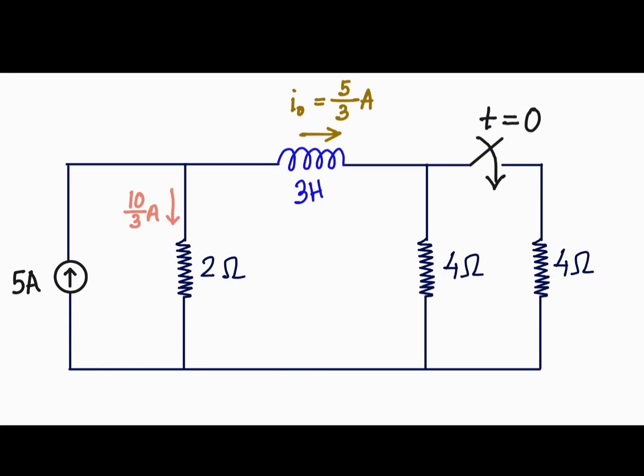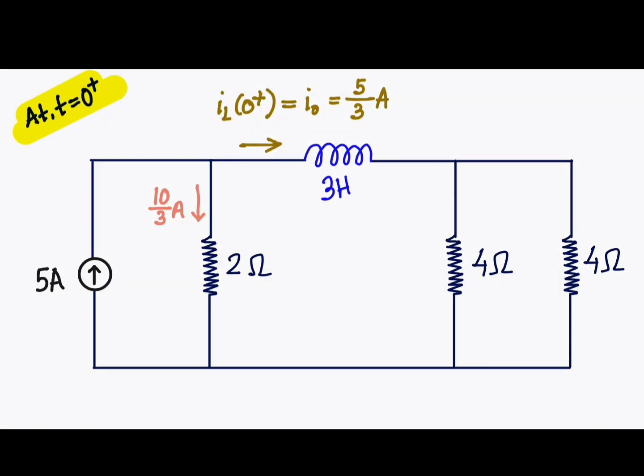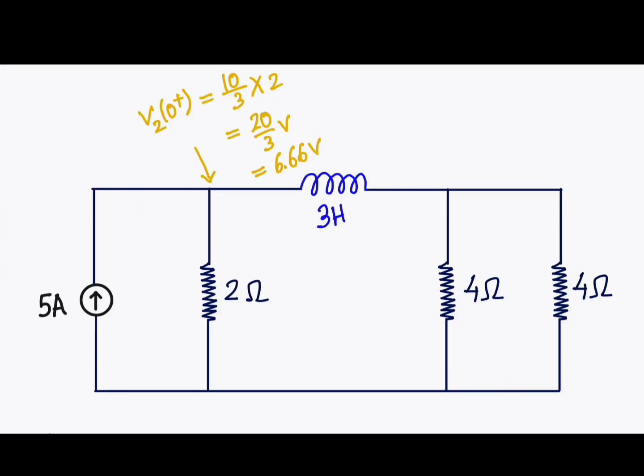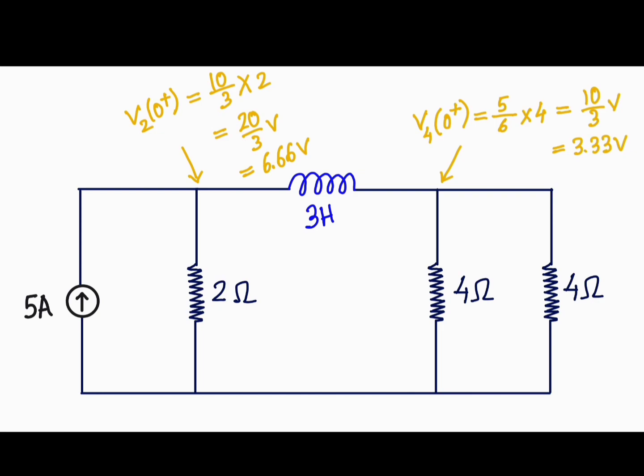Let's again come back to the main circuit where switching occurred at t equal to 0 and the inductor current at t equal to 0 plus is equal to I0, which is 5 by 3 ampere, and 5 by 6 ampere will flow through each of the 4 ohm resistors. At this node, at t equal to 0 plus, the voltage is 6.66 volt, and on the other side of the inductor, the node voltage at t equal to 0 plus is 3.33 volt.